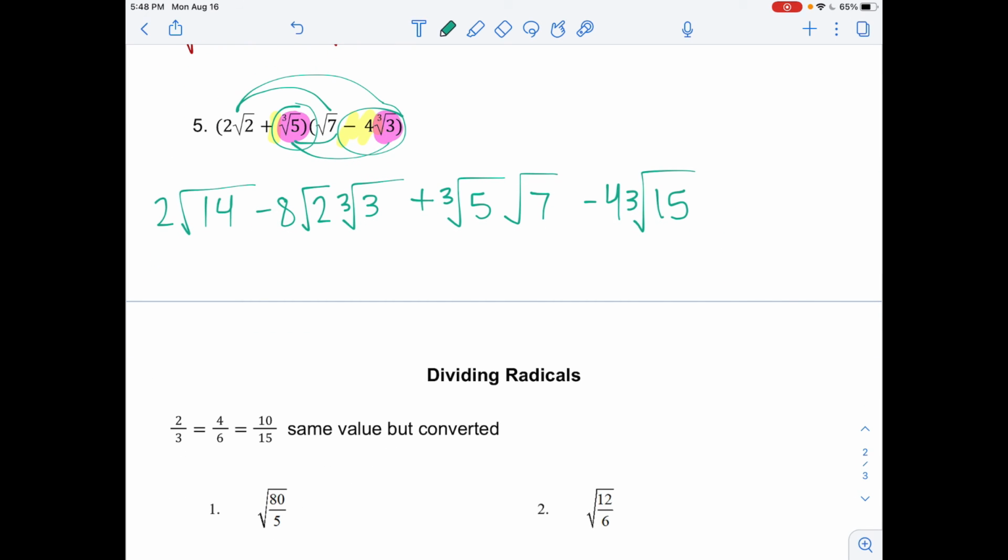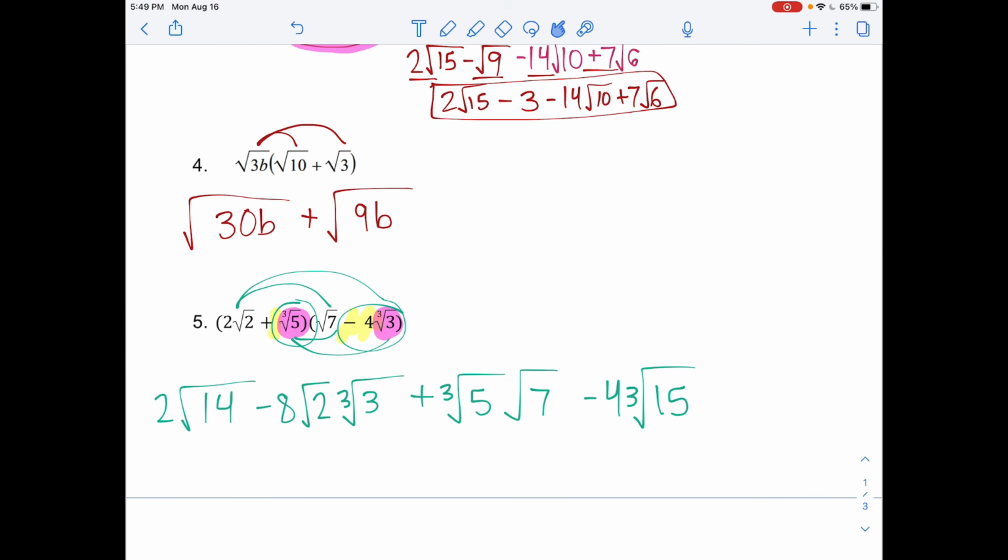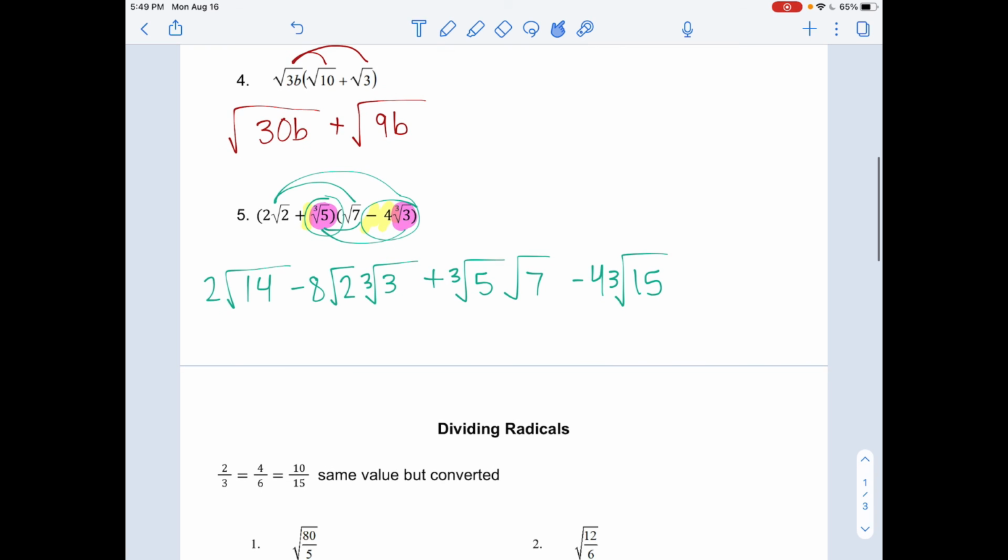Okay? Now, you're going to notice here, there is nothing that I can further do. I have to leave this. There's no way I could further simplify, even if I asked you to. Okay? So that brings us to the end of our notes. And tomorrow, we'll learn kind of the opposite of this, which is dividing radicals.